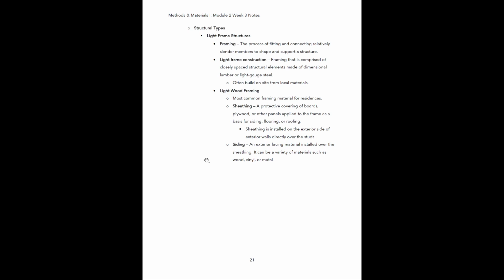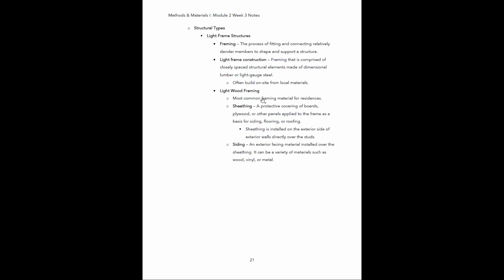All right. Now we're going to talk a little bit about specifically different structural types. So first we have light frame structures. Framing is the process of fitting and connecting relatively slender members to shape and support a structure. Light frame construction is framing that is comprised of closely spaced structural elements made of dimensional lumber or light gauge steel. These are often built on site from local materials. You can think of light frame structures as residential structures, like houses, usually light wood frames.